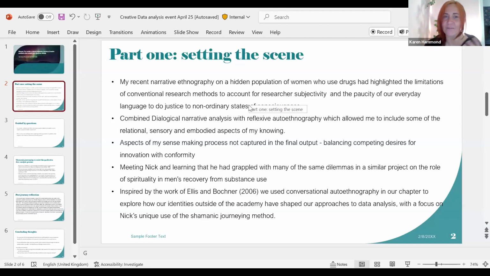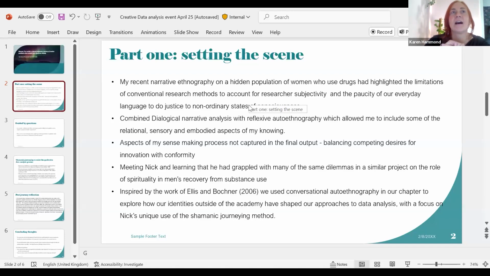However, it wasn't till I met my colleague Nick within the context of the Scottish Psychedelic Research Group that I started getting a sense that he had many similar experiences in conducting his doctoral thesis on the role of spirituality in men's recovery from substance use. And what really struck me from talking to Nick was that he was way more confident and assured in actually including some of these more creative and non-ordinary ways of analysing data within the output itself.